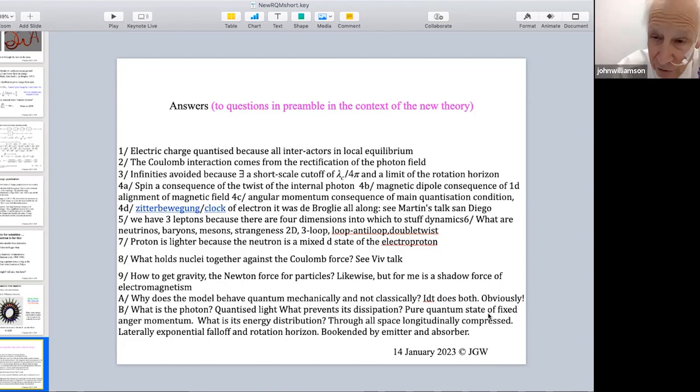The magnetic dipole is a consequence of the 1D alignment of the magnetic field, then only tumbling. So what it does, it tumbles like this to be zero. So an isolated electron has zero magnetic dipole, but in an external field, it precesses around that. So it vibrates around it as it's rotating. It has an internal spin and it precesses around the direction, just generating E is mu B.